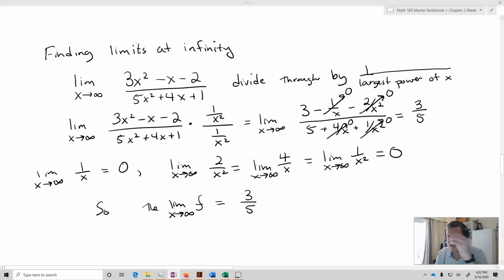And that's how we use that idea of 1 over x to the r going to 0, right? It allows us to actually eliminate a bunch of terms and then use those limit laws, the ones that we studied in 2.3, in order to end up with our limits. Let's take a look at another one.